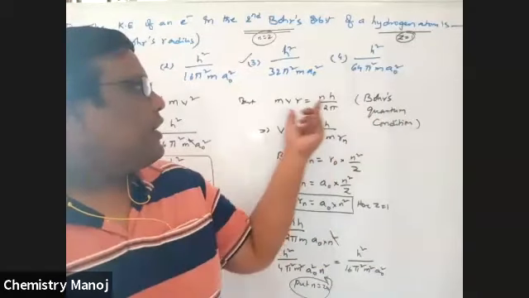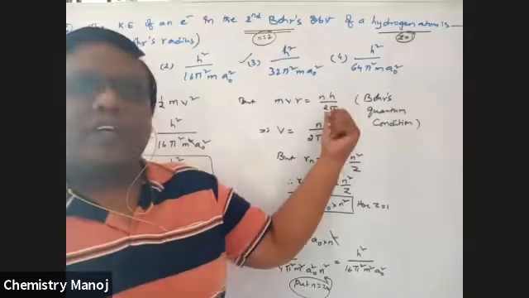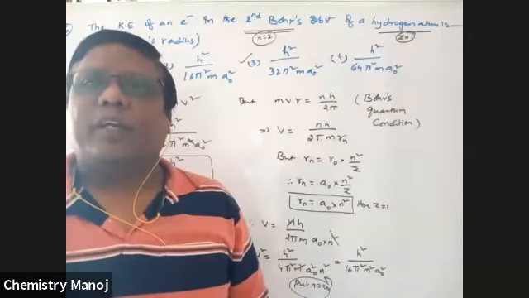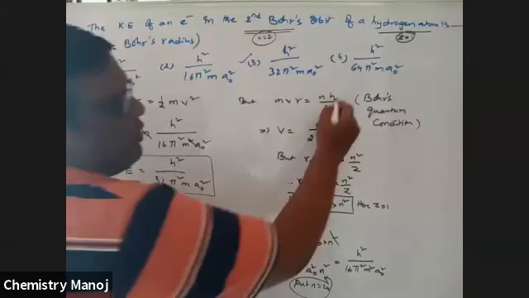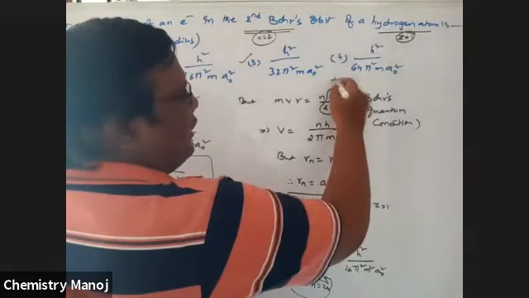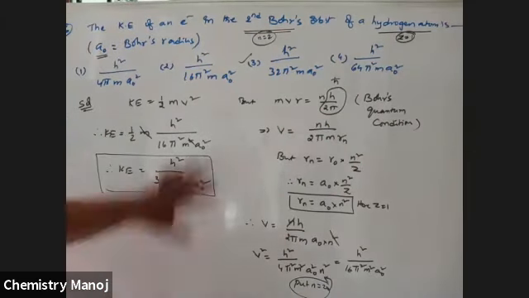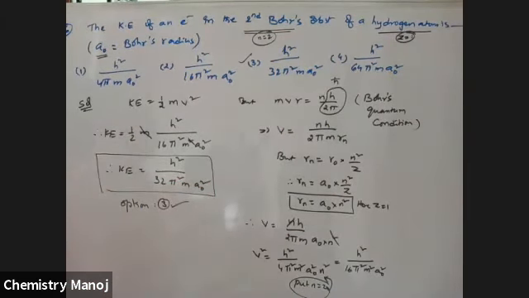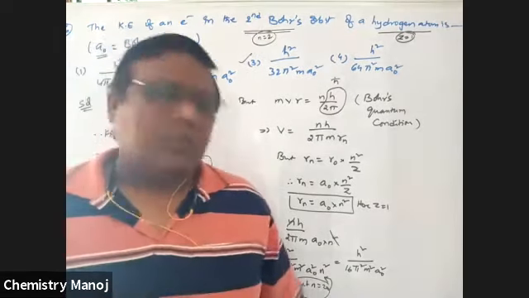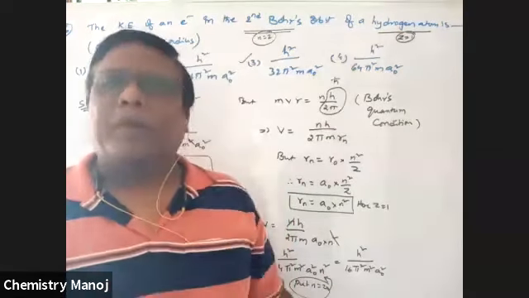Here MVR is quantized. It is fixed to a value, that is h by 2 pi. This h by 2 pi is sometimes called h cross. Already I told you both are the same. These are the different model problems, so this is the completion of the problematic part.